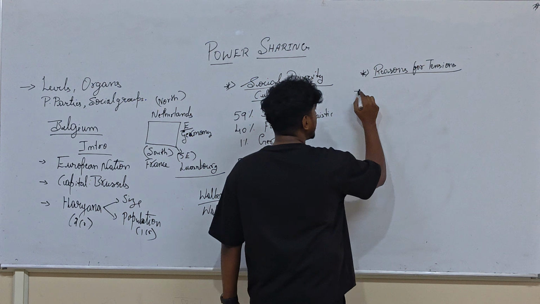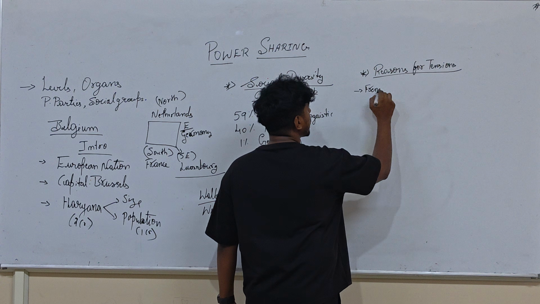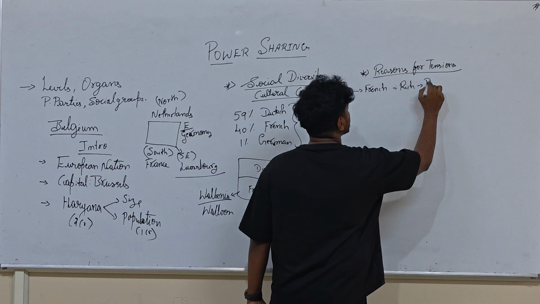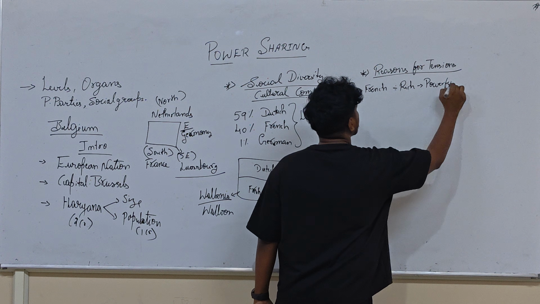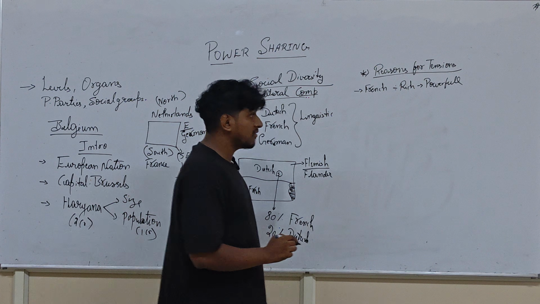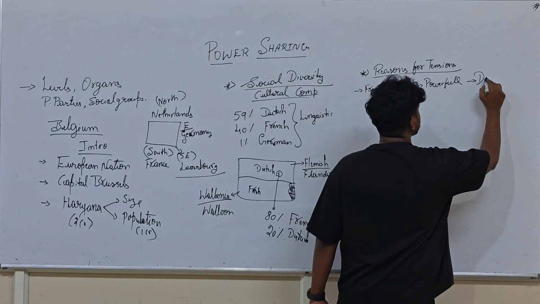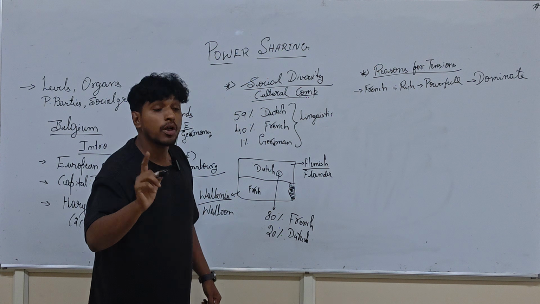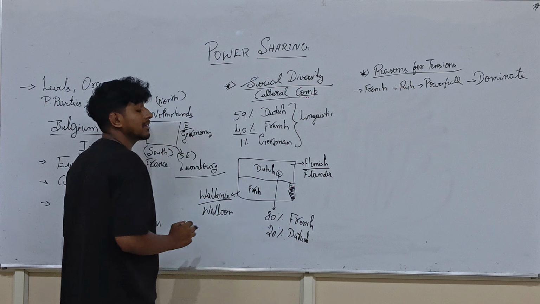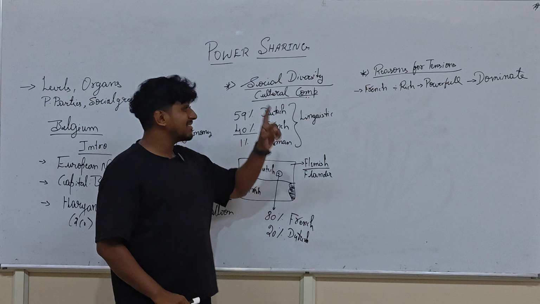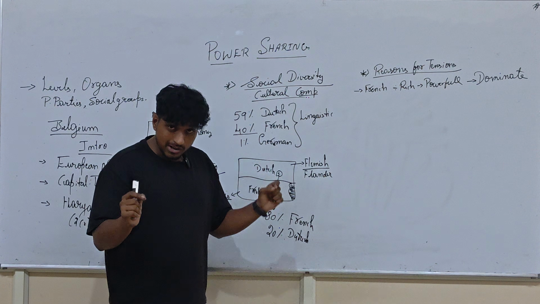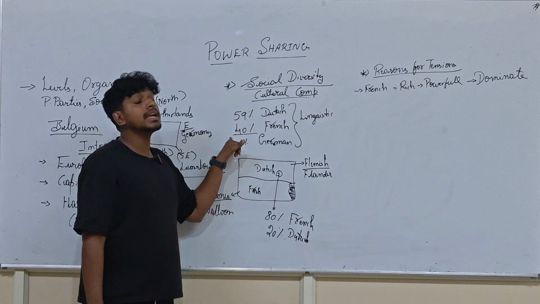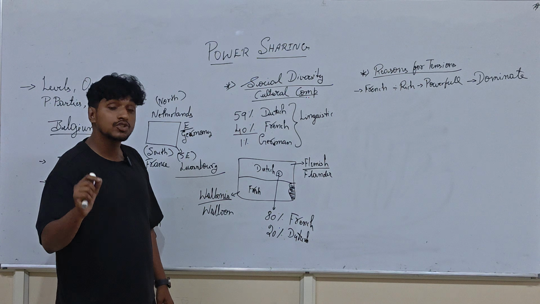The French people were rich and powerful, so obviously they dominated. Even though the French were a minority, just 40% of the people, they were rich and powerful, so they dominated the majority. Here, the minority is dominating the majority because they are rich and powerful.